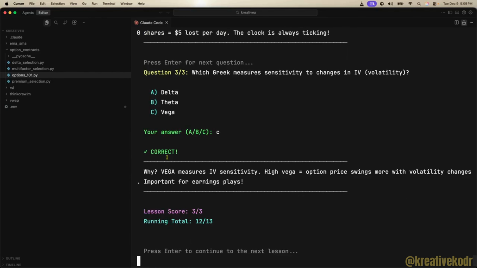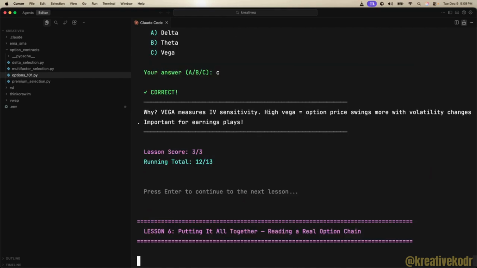Finally, one of the first C's. Why? Vega measures IV sensitivity. High Vega means the option price swings more with volatility changes. Important for earnings plays.